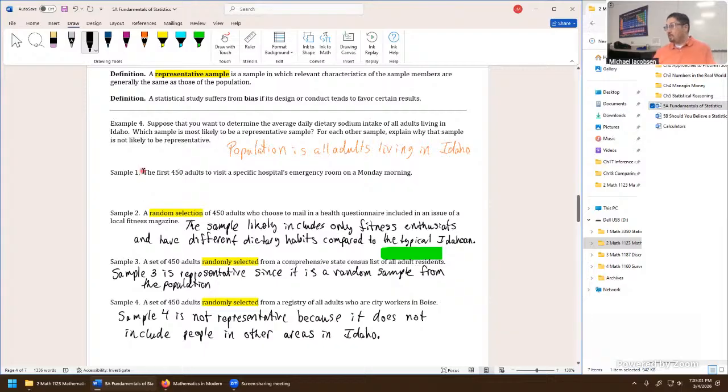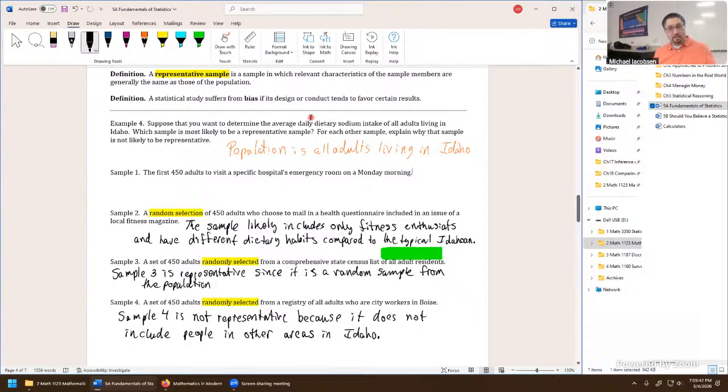Then sample 1, 450 adults to visit a specific hospital's emergency room on a Monday morning. Again, it's really oddly specific. One specific hospital, they're in the ER, but only on Monday. You know what? This one sounds like it's a convenient sample. It sounds like the person conducting the study didn't know how to get the 450 adults, so they thought, well, I know of this one hospital, maybe it's in Boise, and it's really busy, and I can just ask people when they are maybe leaving the ER what their sodium intake is on a daily basis.